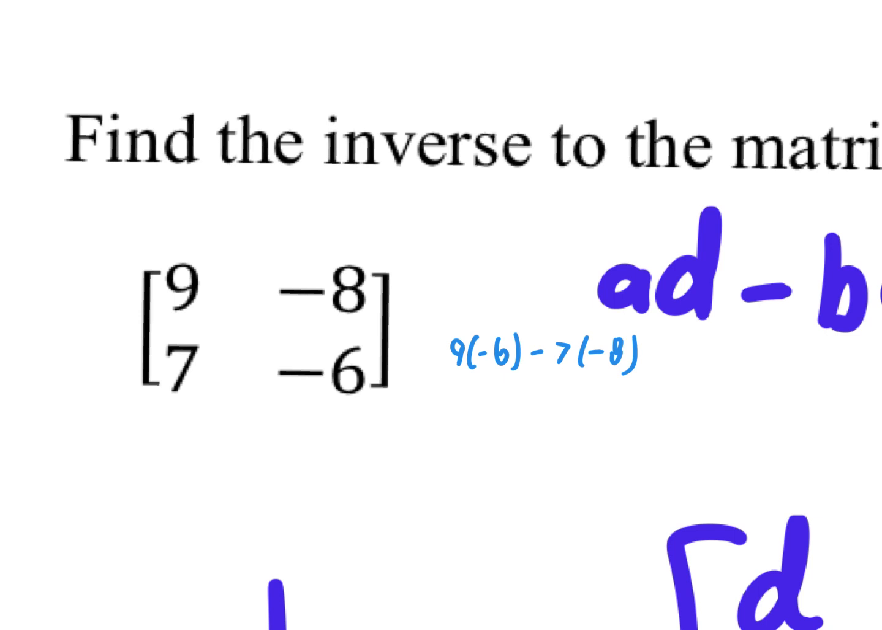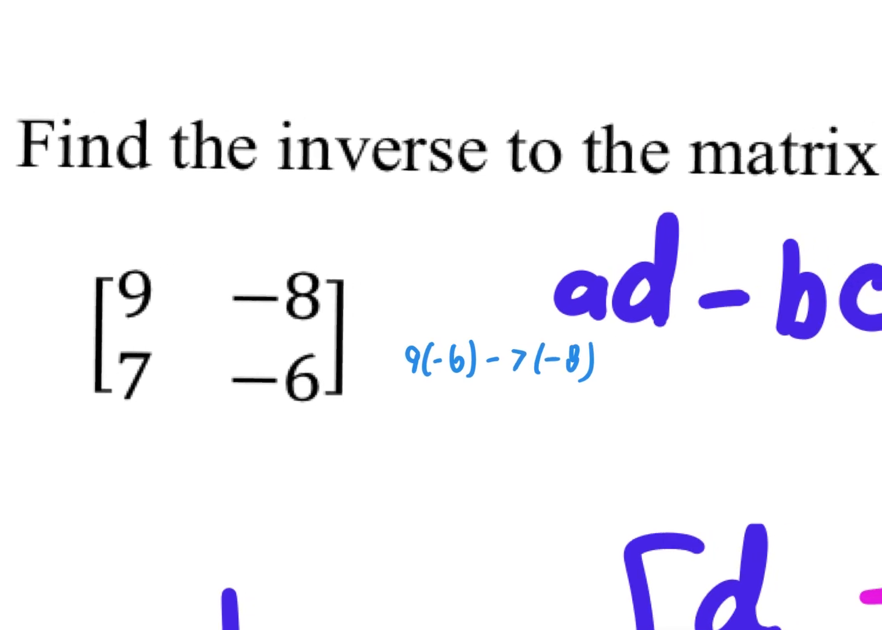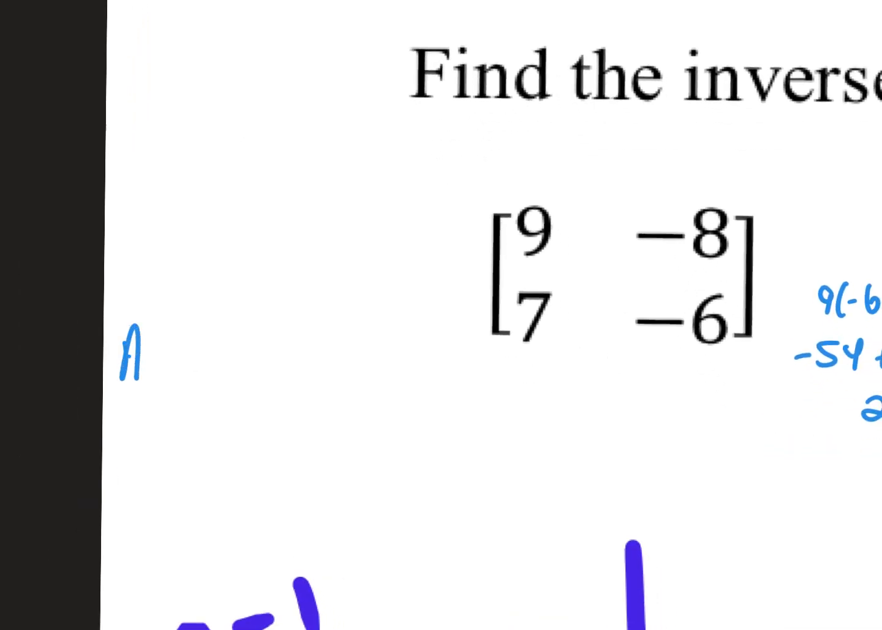So A times D, this is negative 54 minus, or plus. Negative 7 times negative 8 is plus 56. Good. So this becomes 2. So to find your inverse, let's get it set up. I have A negative 1 equals 1 over 2, right?